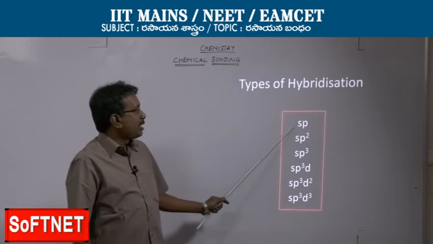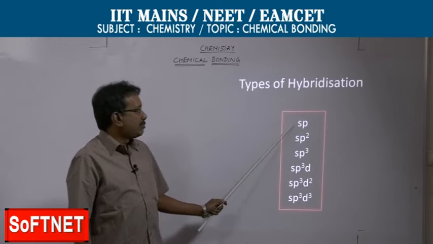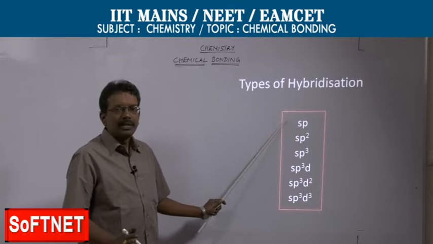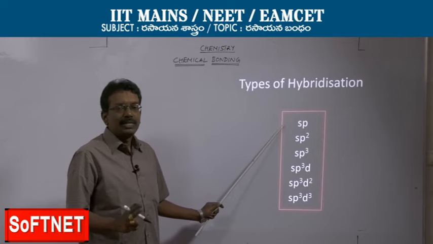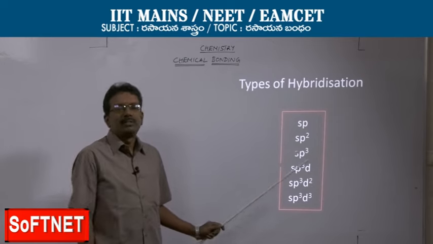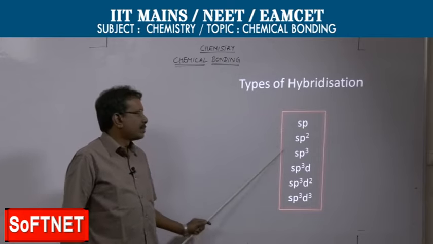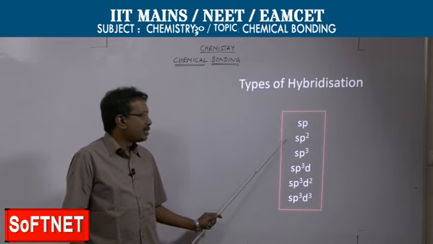What is the meaning of sp hybridization? One s orbital and one p orbital mixed together and produce 2 hybrid orbitals. Each hybrid orbital is called an sp hybrid orbital. So in sp hybridization we are getting 2 sp hybrid orbitals. What is the meaning of sp2 hybridization?